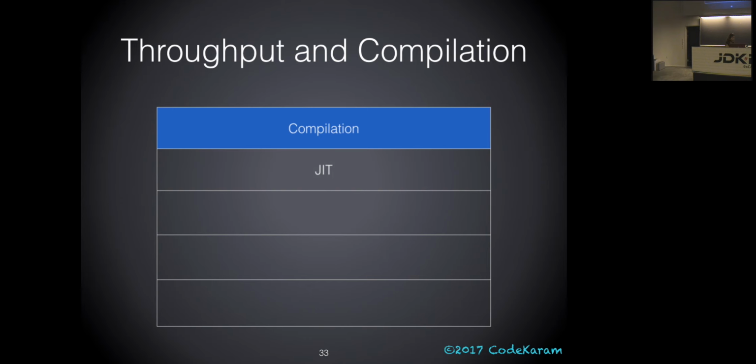Throughput and compilation, of course, JIT itself, right? The moment you start the adaptive JITting, it's going to help your throughput a lot, because it's going to be more responsive. Your application's going to be more responsive.